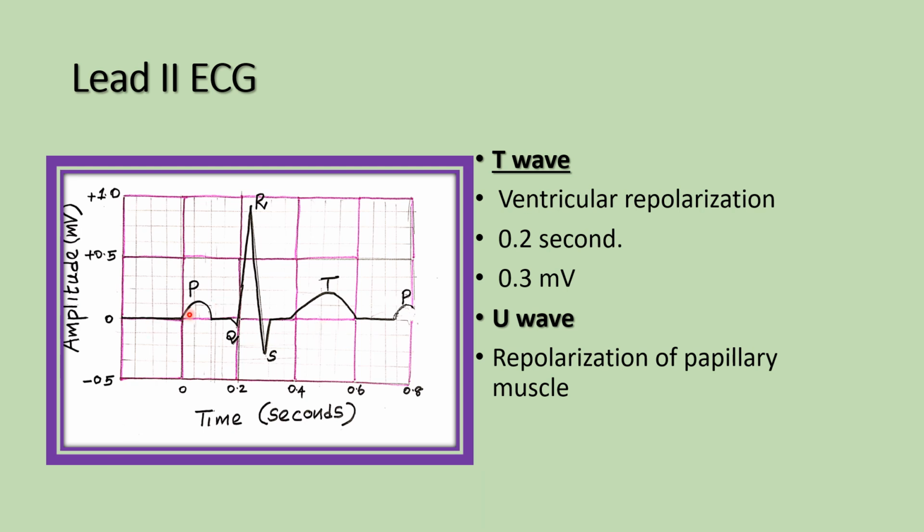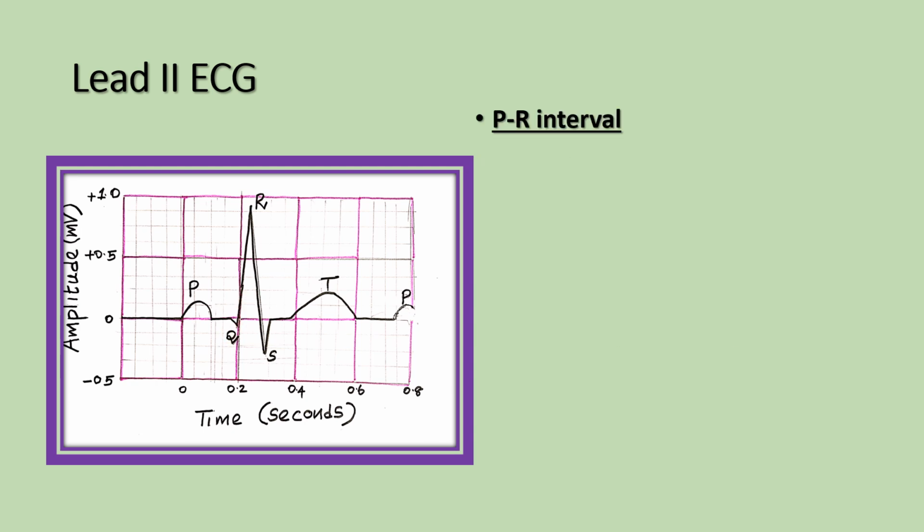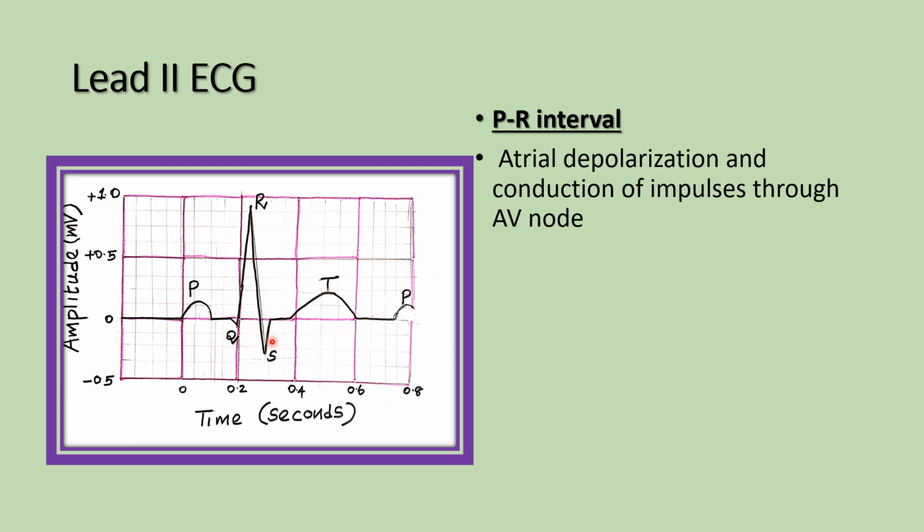So P wave is due to the atrial depolarization. QRS complex is due to the ventricular depolarization. T wave is ventricular repolarization. We cannot see the atrial repolarization. It is merged with the QRS complex. The PR interval is the onset of the P wave to the onset of the QRS complex. This depicts the atrial depolarization and conduction of the impulse through the AV node. Normal duration of the PR interval is 0.18 second. PR interval is prolonged in AV nodal delay.